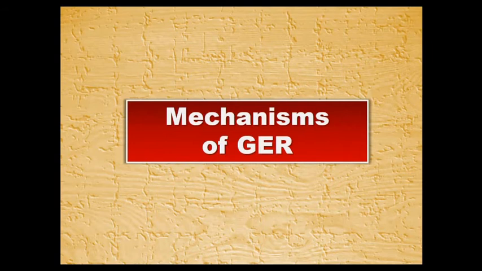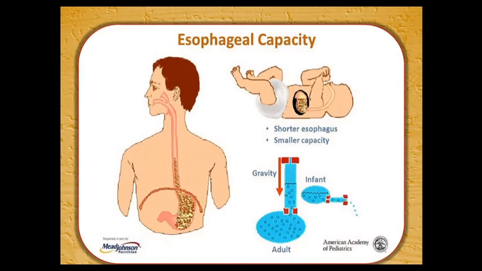Now, what are the mechanisms of gastroesophageal reflux? Or, in other words, why does it happen? Yes, it is a normal physiologic process and can be seen in healthy infants, children, and even adults. But why does it happen? Here you can see the difference between the esophagus of the infant and the adult. Of course, the infant's is short in length and limited in volume.